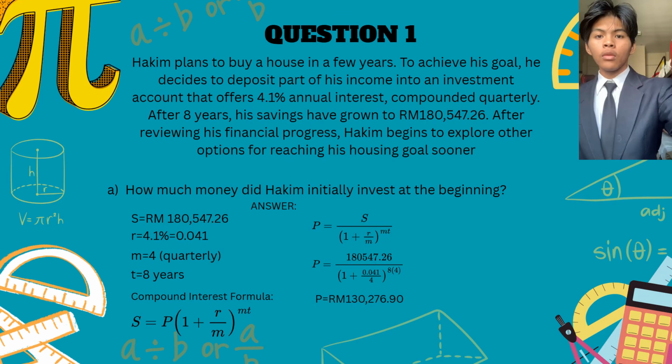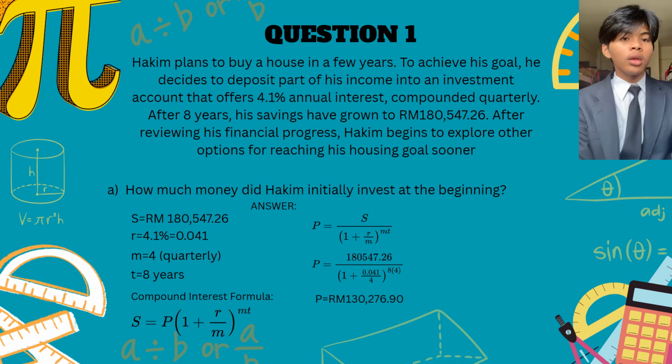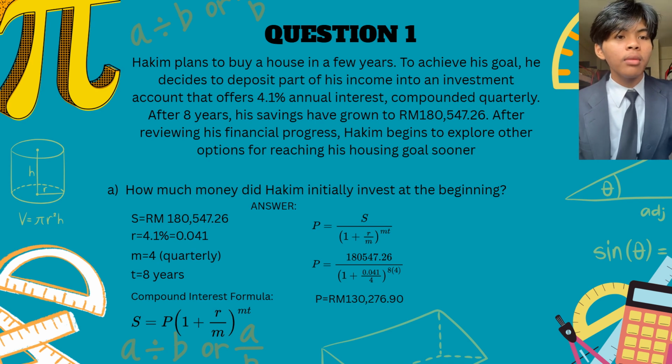2025-868874. So question A. Hakim plans to buy a house in a few years. To achieve his goal, he decides to deposit part of his income into an investment account that offers 4.1% annual interest, compounded quarterly. After 8 years, his saving has grown to 180,547 ringgit and 26 cents. After reviewing his financial, how much money did Hakim initially invest at the beginning?